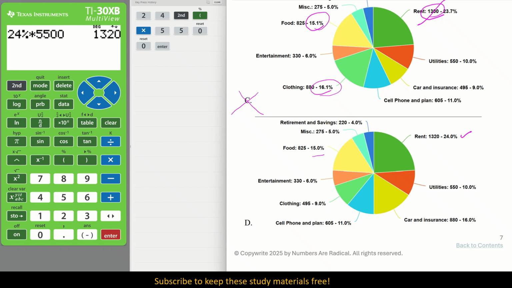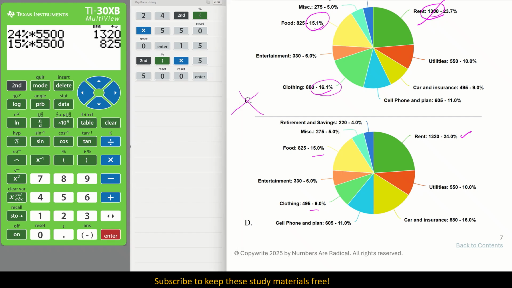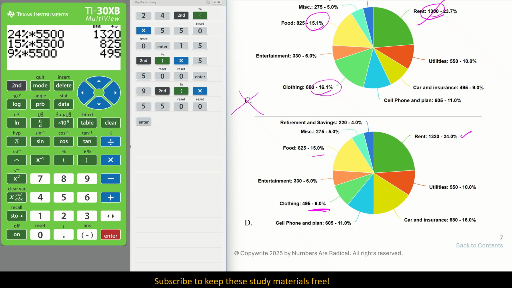Now, let's keep looking here. Let's look at food. 15 percent times the 5500. Yes, that's correct. Let's check here for clothing and double checking your table. Yes, clothing is supposed to be 9%. So 9 percent times 5500 is $495. Yes. So D is the appropriate representation of our table. Okay. All right. Now let's go on to the next one.